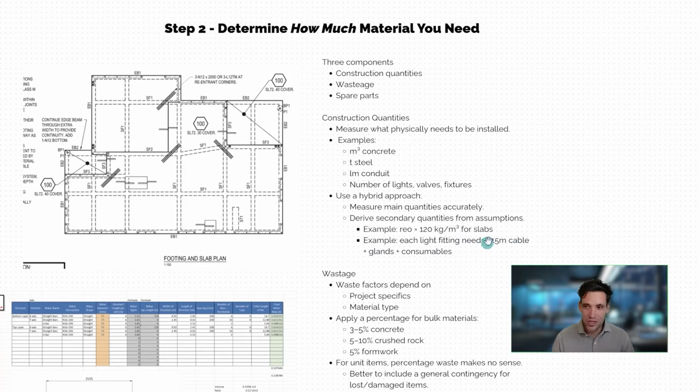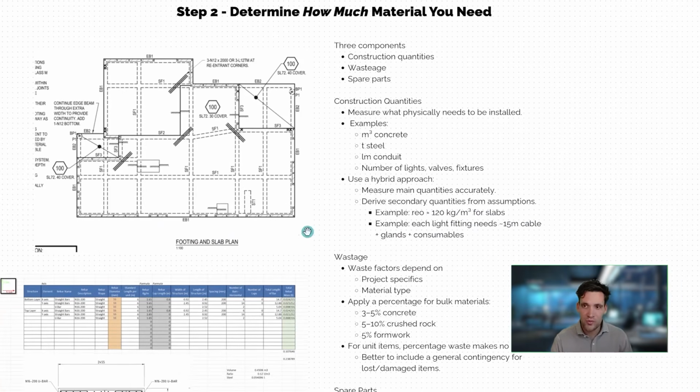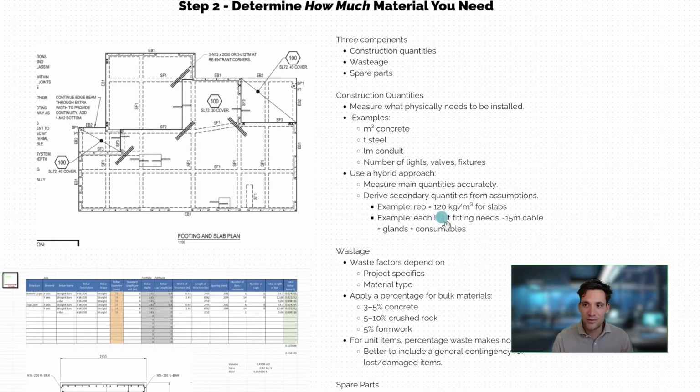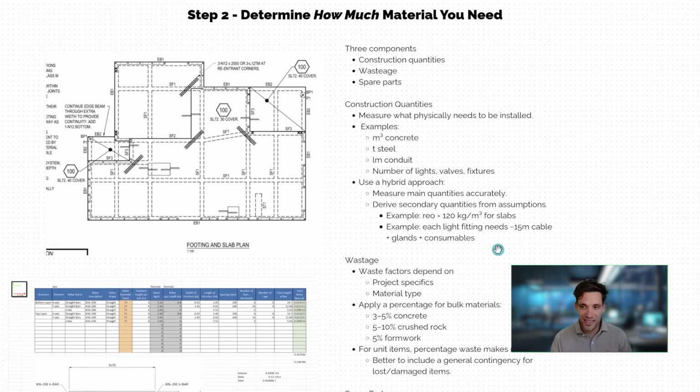That is just a standard ratio. You can look them up online depending on the types of structures you're doing. You can also derive these yourself just using common sense and understanding the construction methodology. Say, for example, you don't have the circuit cable schedule that shows exactly how many meters of cable go to each light fitting. You can use a rule of thumb with something like each light fitting needs 15 meters of cable, which is just basically the distance from the closest switch to the light fitting.